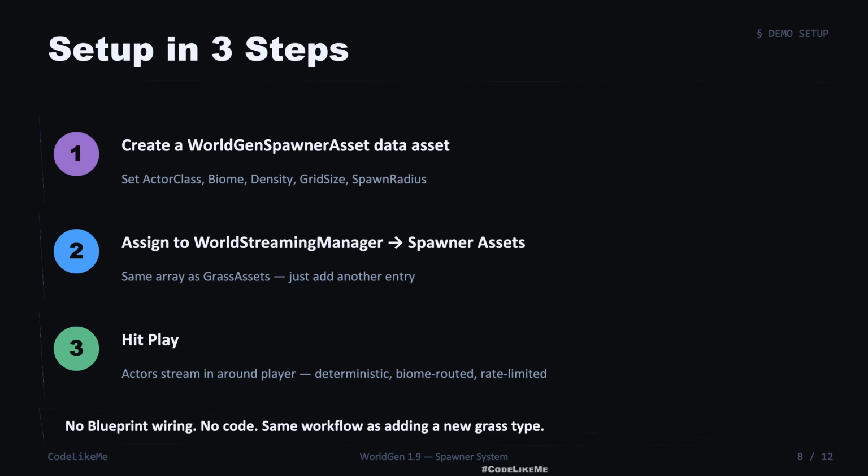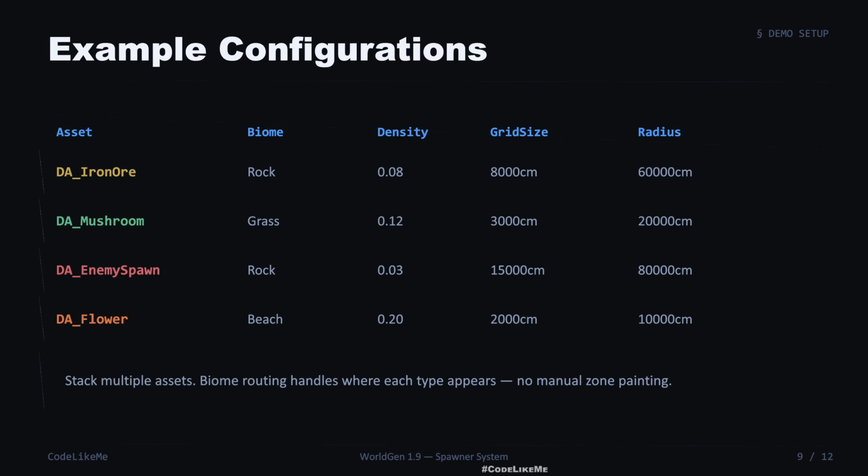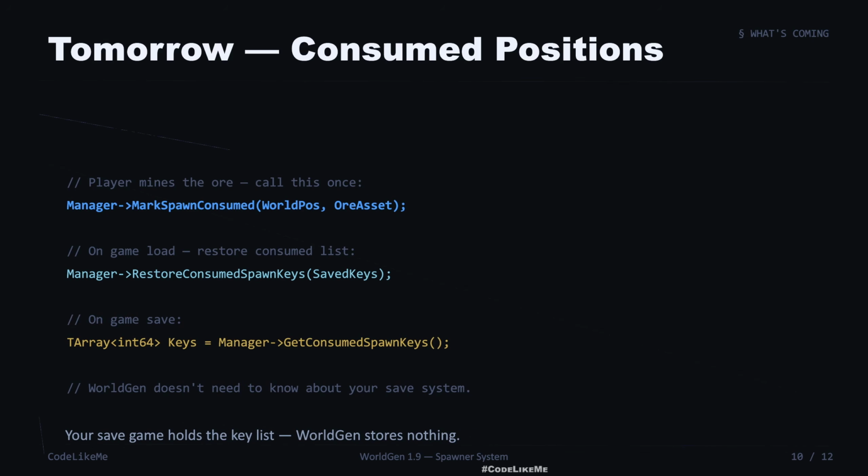And as I explained, this is how you create and assign actors for spawners. You don't need any coding. You can just configure the parameters within the data asset to achieve the spawning behavior you want. Here are some of the examples you can try out. And yeah, these are the things that I am planning to add next.